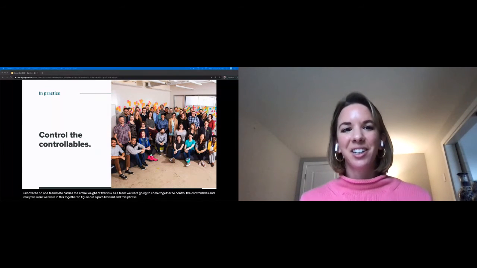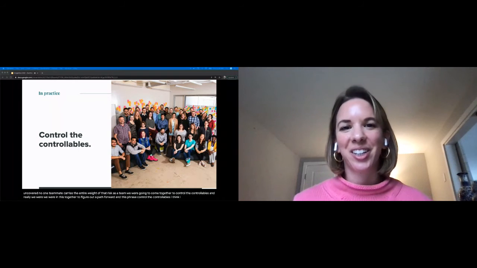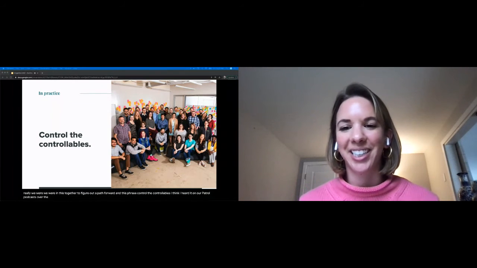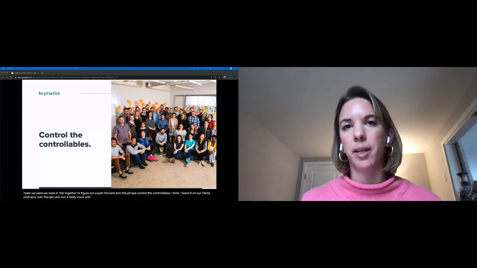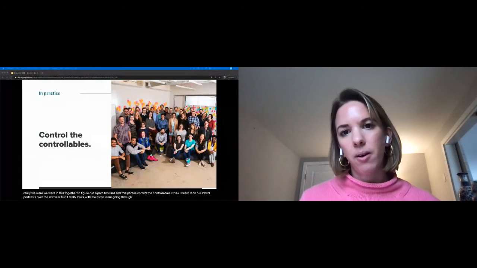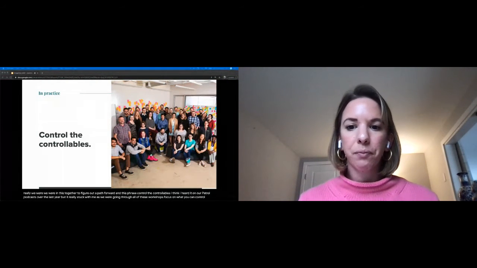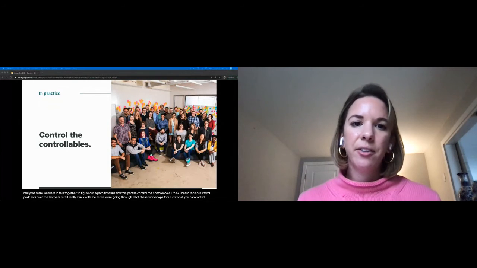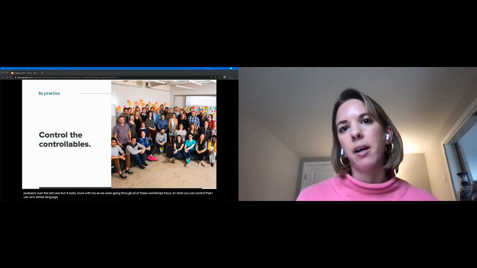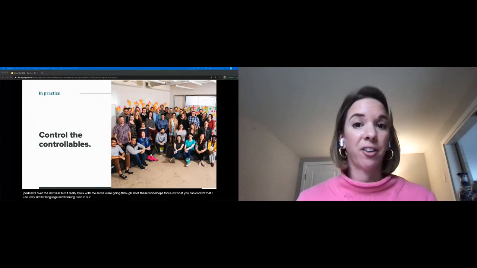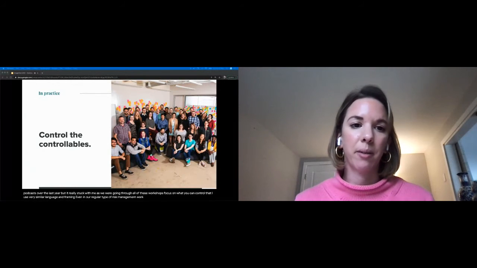And this phrase, control the controllables, I think I heard it on a Rich Roll podcast over the last year, but it really stuck with me as we were going through all of these workshops. Focus on what you can control. And like I said, I use very similar language and framing, even in our regular type of risk management workshops that we would run.